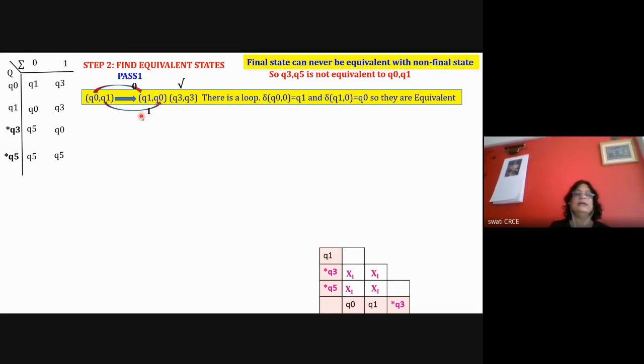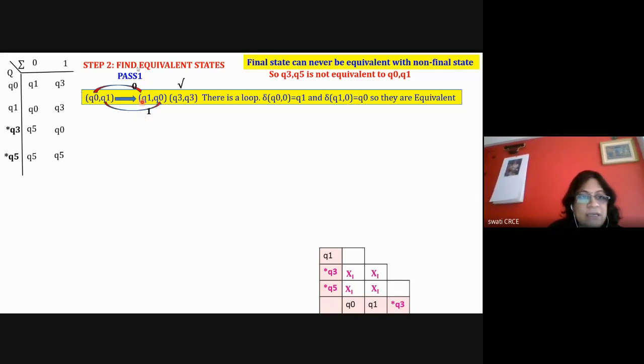Any doubt in this? If you have not understood, ask me the doubt. I am trying to find out the equivalence between Q0, Q1. One of the pairs is Q3, Q3, so that is equivalent and I don't have to worry about it. For the second pair, I see that Q0 with 0 is Q1 and Q1 with 0 is Q0.